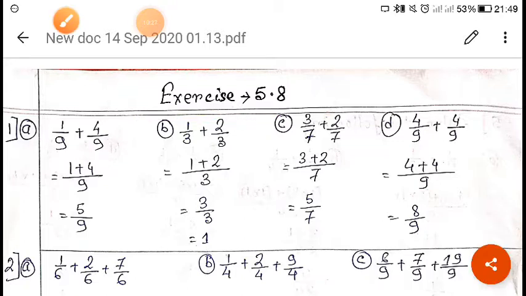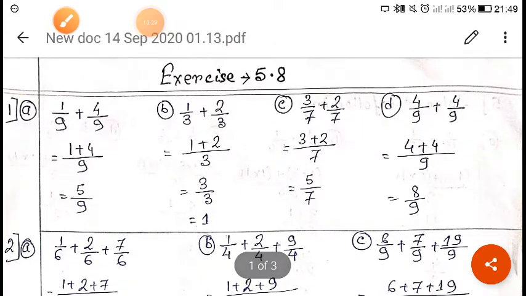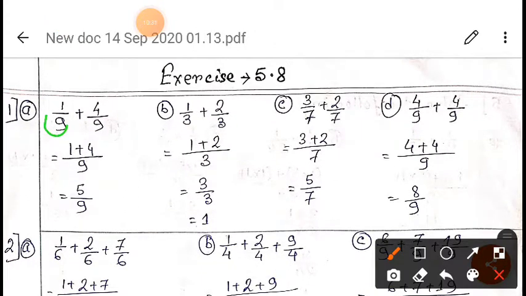Always remember that when the denominator is the same, as you can see, this one and this one is the denominator, right? So the denominators are the same, which means you have to write 9 here and add this 1 and 4, as you can see here, right? And you will get what? 5 by 9, right?